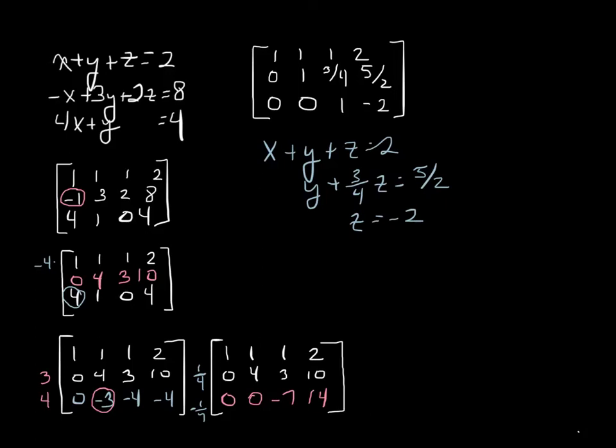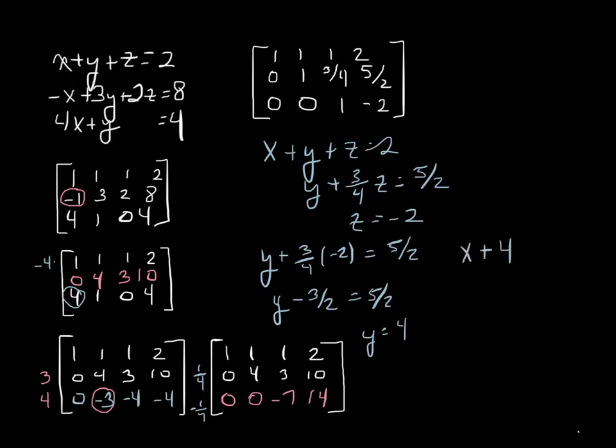So let's substitute. We know that y plus 3/4 times -2 equals 5 halves. That means that y minus 3/2 equals 5 halves, so y is equal to 8 halves, which is just 4. And then to find x, we've got x plus y plus z, which is -2, equals 2. So x must be equal to 0. So our solution is 0, 4, -2.